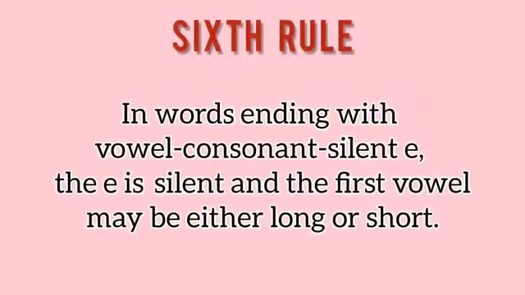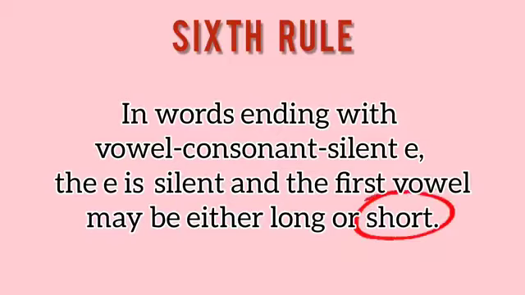The sixth rule is, in words ending with vowel, consonant, silent E, the E is silent and the first vowel may be either long or short. And again, when figuring out the duration of the sound, you should always try the long sound first. In trying out, you should be flexible because if the long one does not form a word in your speaking and listening vocabulary, you should try the short vowel sound.